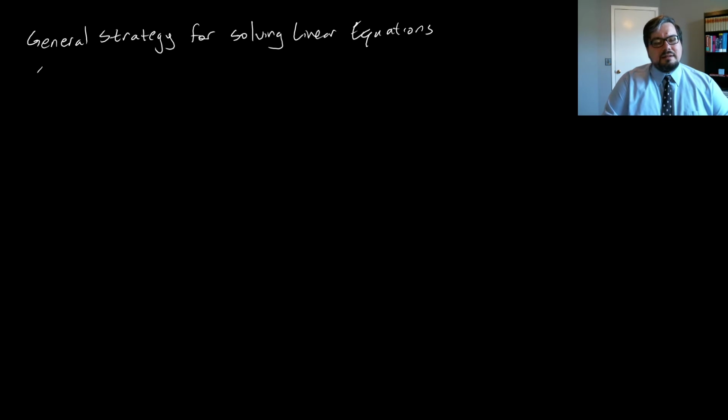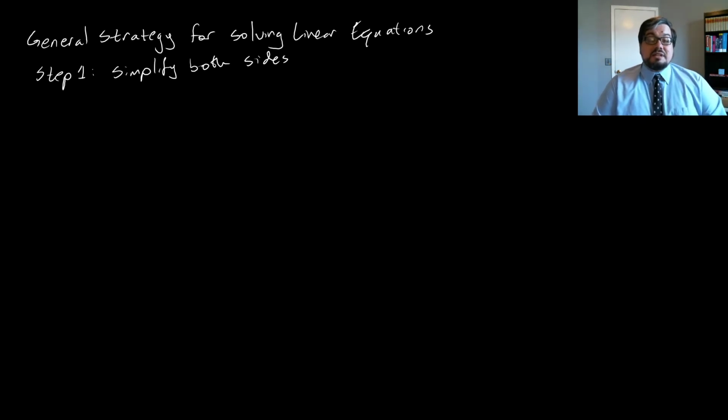So let's say we've got a linear equation. Step 1 is we want to simplify both sides, if they aren't already. Now, this is just a good idea to do in general. In general, you should simplify both sides of an equation before you start doing anything else with it. Now, once we have simplified both sides, we're going to get something where you've got two simple linear expressions on either side.